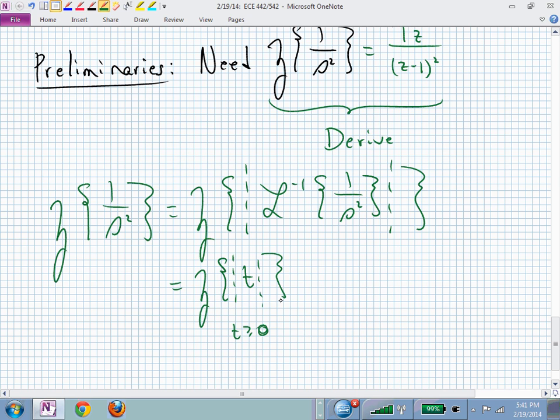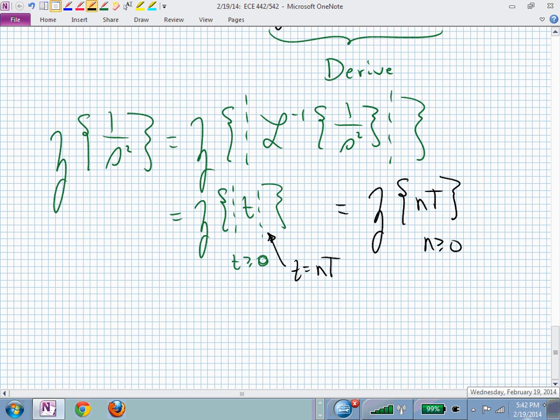And these dashed lines are now saying we're going to replace that little t with a sampled version, or letting t equal nT. Or we now are looking at the z transform of nT for n greater than or equal to 0. That's really what we're trying to do with this process. The z transform of 1 over s squared boils down to trying to find the z transform of this ramp.